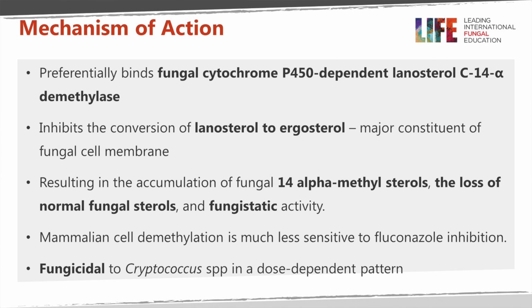So the mechanism of action of the drug: it binds the fungal cytochrome P450 dependent 14-alpha demethylase, and by binding to the enzyme, it inhibits the conversion of lanosterol to ergosterol. Ergosterol is a key component of the fungal cell membrane. So this inhibition results in accumulation of precursors that lead to arrest of the fungal cell growth. Mammalian cell demethylation is much less sensitive to fluconazole inhibition. We know that fluconazole is fungicidal against Cryptococcus when used at higher doses.